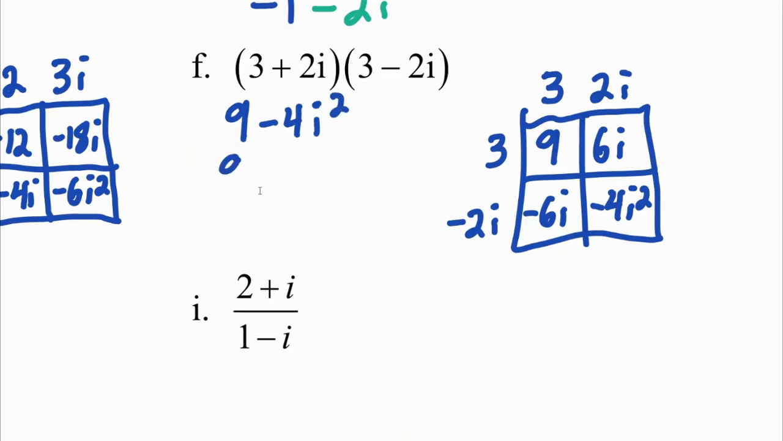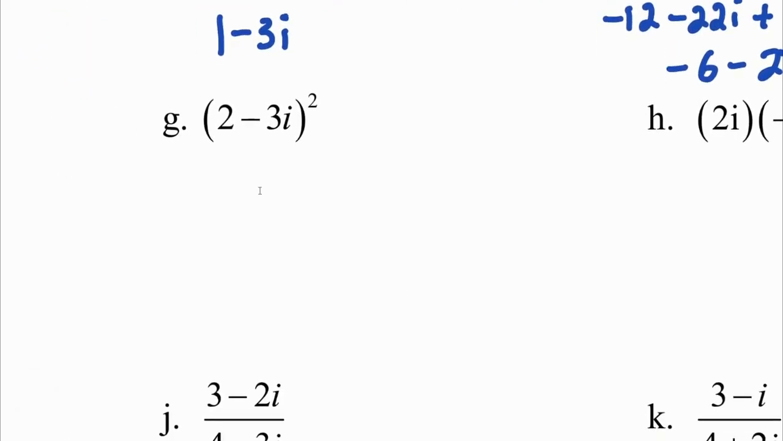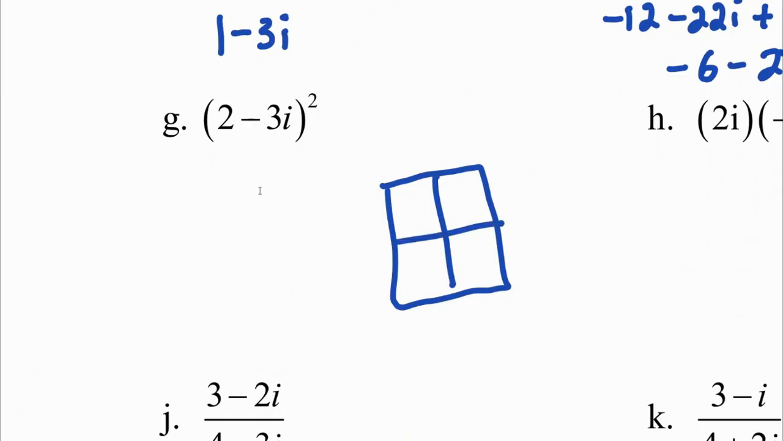So again, we can turn that i squared into a negative 1. So it's really becoming 9 plus 4. And so our answer would be 13, which is kind of nice. It's nice and pretty. So again, we used imaginary numbers to get back to the real numbers. So going here, again, to do this, we would multiply it using the box. And we're multiplying 2 minus 3i times 2 minus 3i.